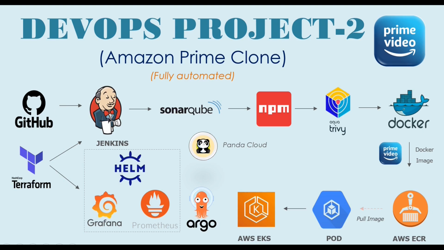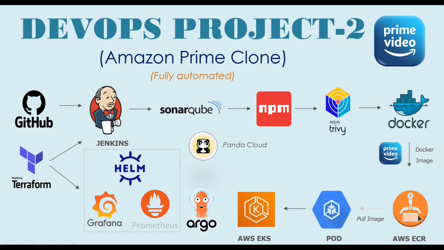Jenkins we will be using as a CI, continuous integration tool, or mostly a CI/CD automation tool. SonarQube will be used as a code quality analysis and quality gate tool. NPM will be used as a build tool for the Node.js project. As I told you, this project is a Node.js project, and NPM can be used as a package manager, and it can also be used as a build tool. Trivy we will be using to check for any vulnerabilities. Docker we will be using to create the images.